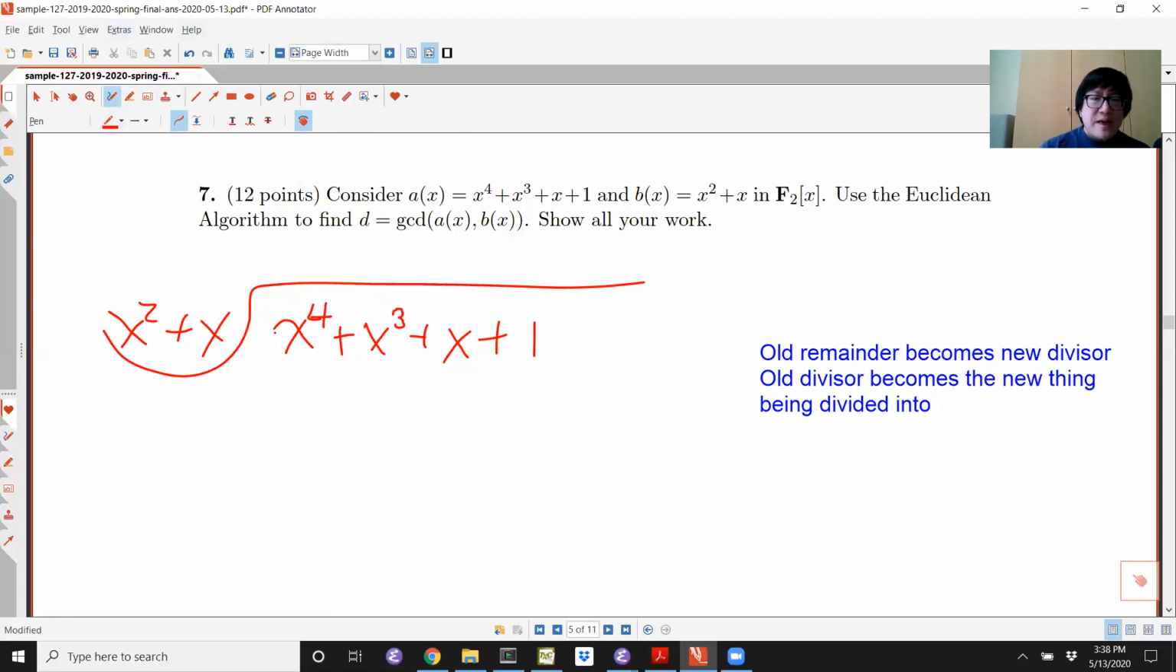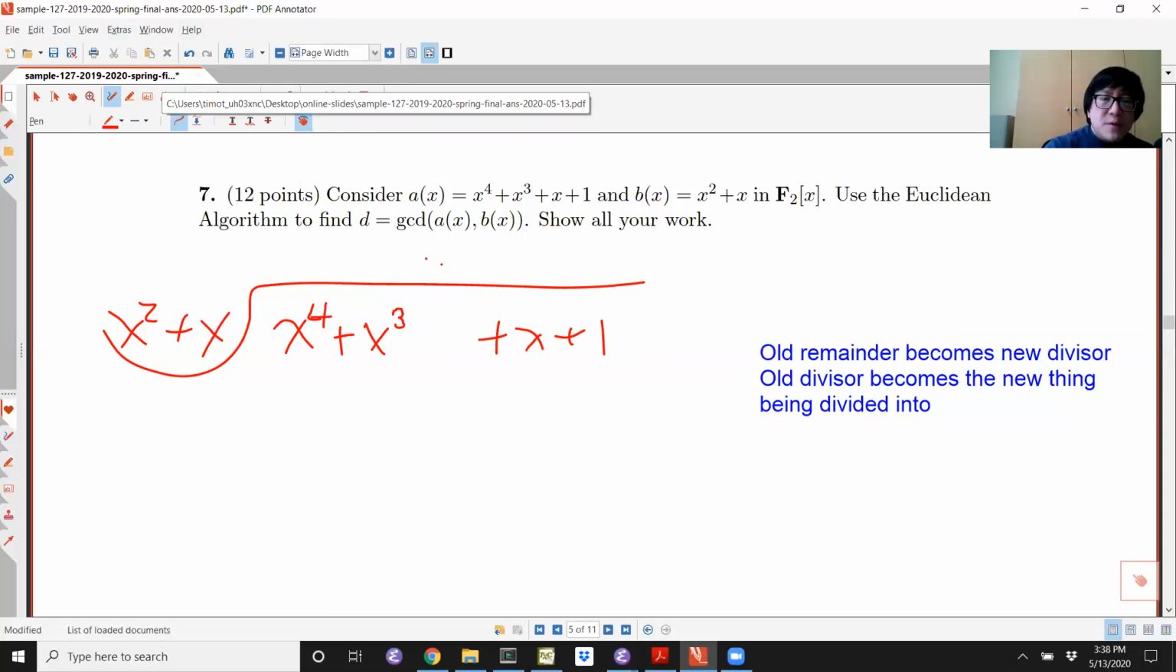So x squared goes into x to the 4th. Actually, I should be a little more careful here, even though I sort of can get away without doing it. So I want to move this x plus 1 over a bit, because when you do long division like this, you always want to leave a space for the squared term. So x squared goes into x to the 4th x squared times. So we pick up an x squared over here. And so x squared times x squared plus x is equal to x to the 4th plus x cubed.